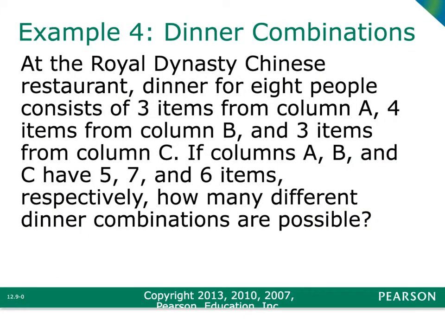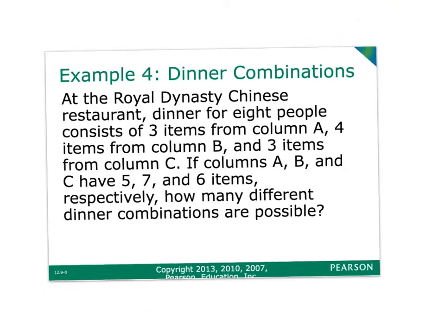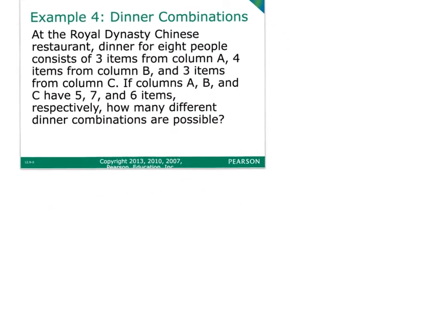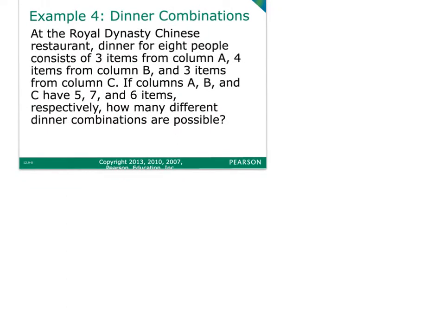Okay, one last example. At the Royal Dynasty Chinese restaurant, dinners for 8 people consist of 3 items from column A, 4 items from column B, and 3 items from column C. If columns A, B, and C have 5, 7, and 6 items respectively, how many different dinner combinations are possible? This one's actually a little bit tricky. You're going to have to do 3 separate combinations, one for column A, one for column B, and one for column C. And then you're going to have to multiply those combinations together.